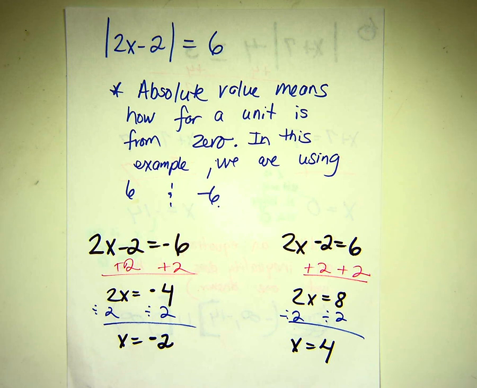Go on to the positive side. Still add 2 to both sides. So these 2's cancel out. 6 plus 2 is positive 8. So now we got 2x equals 8. Divide both sides by 2. 8 divided by 2 gives you 4. So your answer is negative 2 and positive 4.